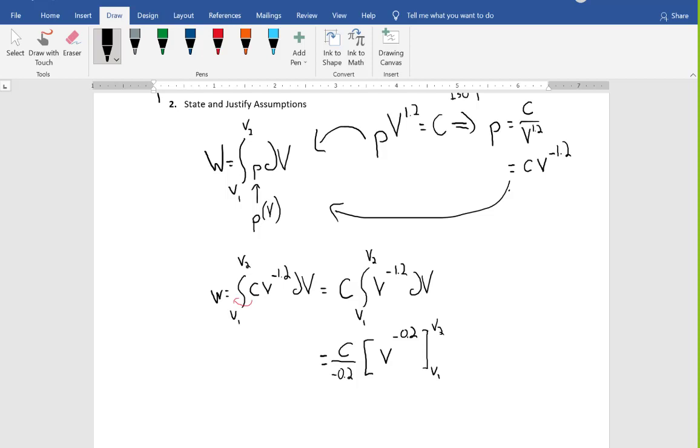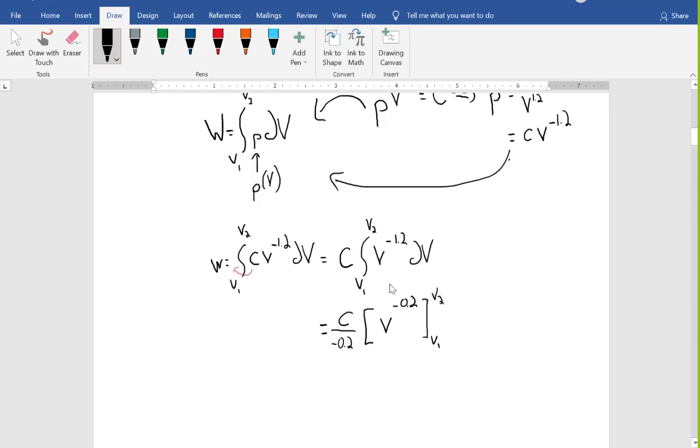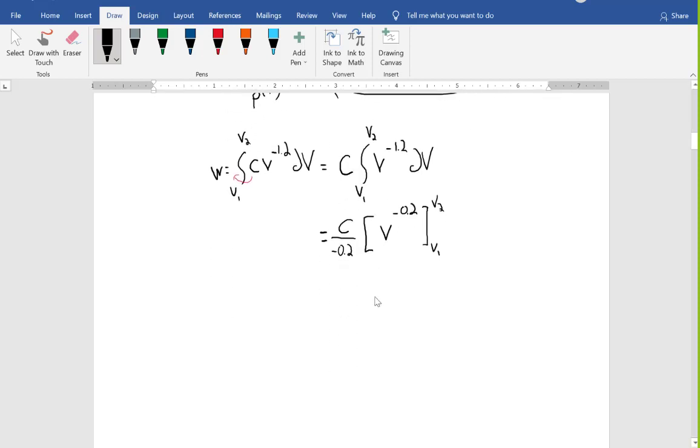Notice I haven't put any numbers in yet, because I want to do it all symbolically first. That way I have a nice symbolic equation, so that if I ever had to do the same problem again with different numbers, say if I was designing something and changing the volumes around, then I could put those values into this same equation. So here, this is going to be C divided by negative 0.2 times V2 to the negative 0.2 minus V1 to the negative 0.2.